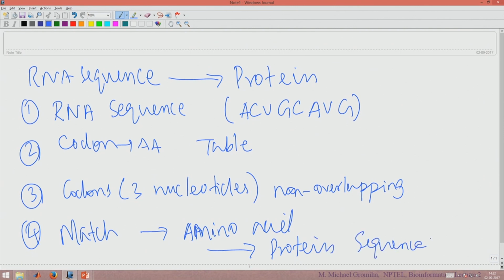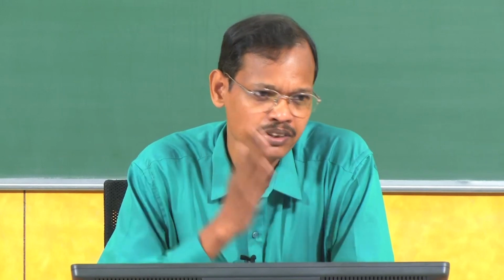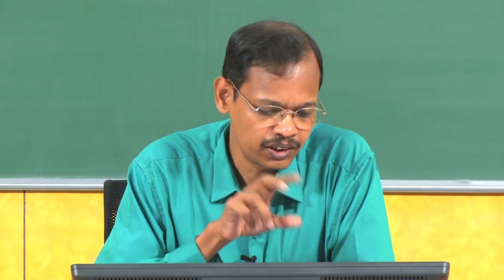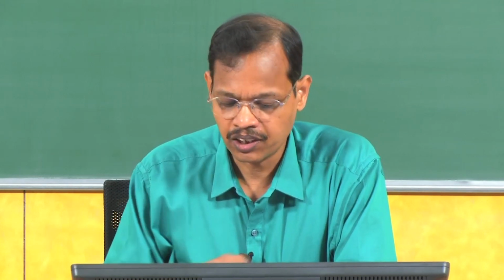So, you get the RNA sequence, read the RNA sequence and get the codon to amino acid conversion table, and you have to cut the RNA sequence into pieces of 3 nucleotides, one for each codon, mainly non-overlapping ones. Then you map the codons to the amino acids in the table, and you do this till the end and you will get the protein sequence.